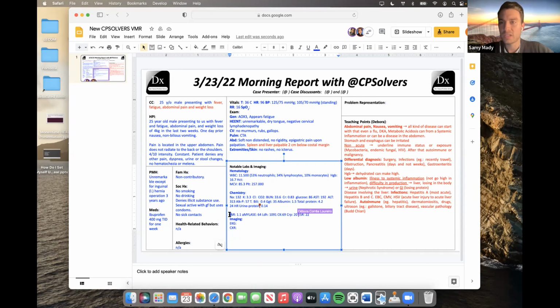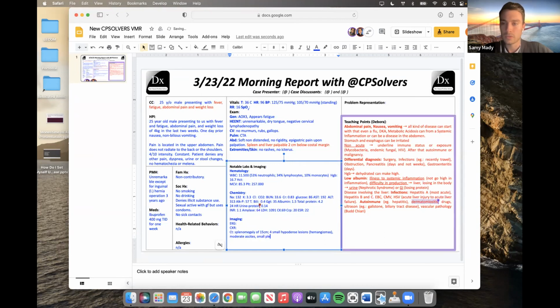For imaging, he received CT of the abdomen, which revealed splenomegaly of 15 centimeters, hepatomegaly with 4 small hypodense lesions, which were thought to be hemangiomas, moderate ascites, and small pleural effusions. The CT abdomen also showed increased gastric folds or hypertrophied gastric folds. Tissue transglutaminase antibodies were negative, and IgA was normal.